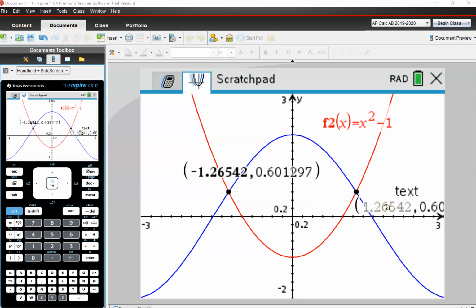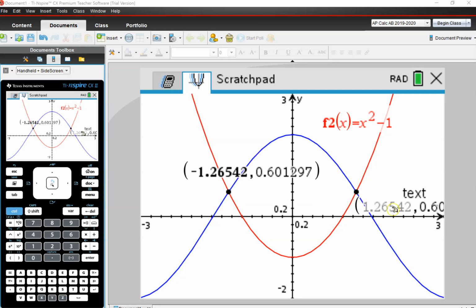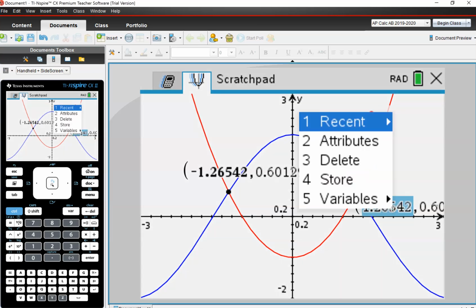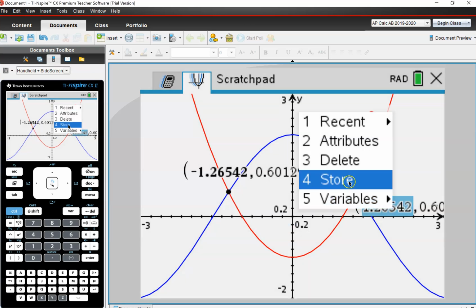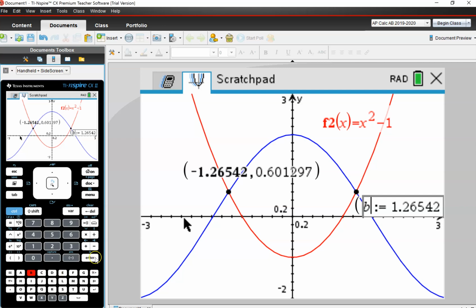Okay, we're going to hover on the X coordinate of the intersection. You're going to right click. And again, on your calculator, the right click is Control and Menu. So while you're hovering, Control Menu, and you're going to want to store. If you did A for 1, do B for this. Press Enter. Okay?